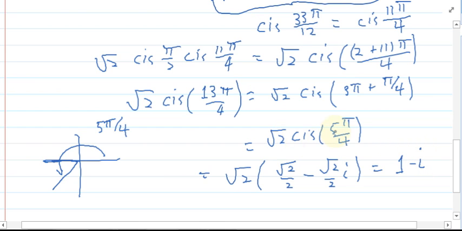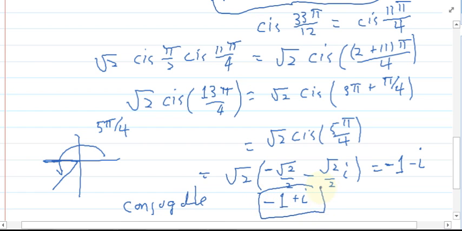Whoops, I'm sorry. The cosine, this should be a minus 1, because it's in the third quadrant. You can see the real part is negative and the imaginary part is negative. So this should be a minus 1. No, I'm not done. I need to take the conjugate. And that's going to be equal to minus 1 plus i. And that's your answer. That's it.